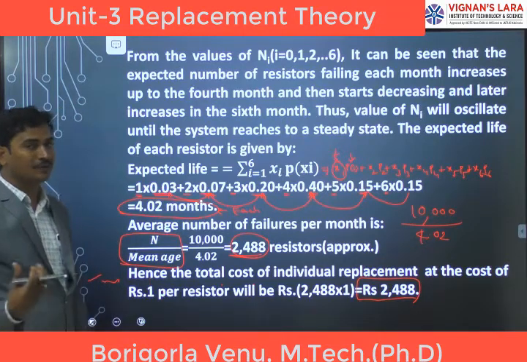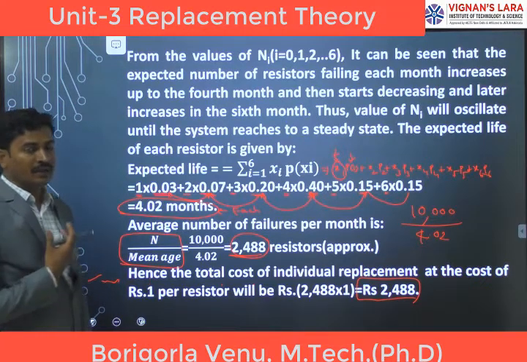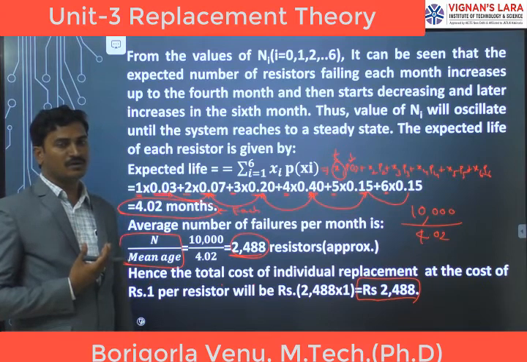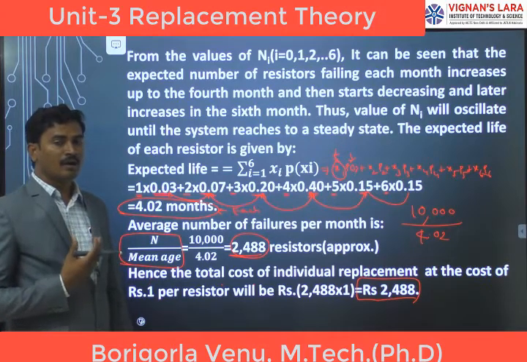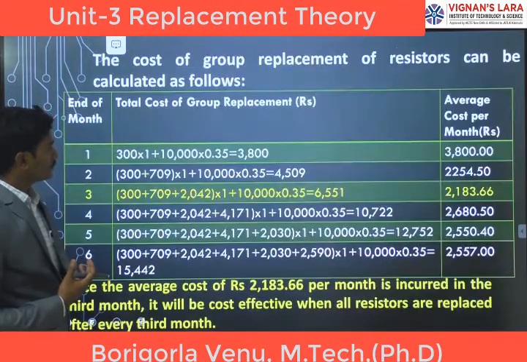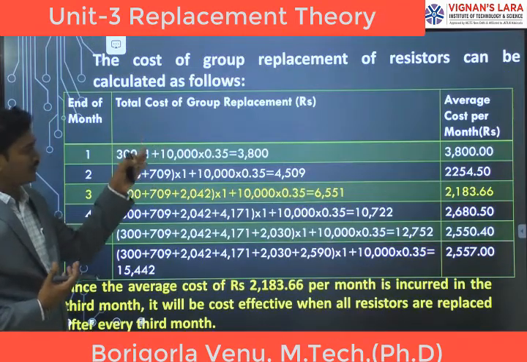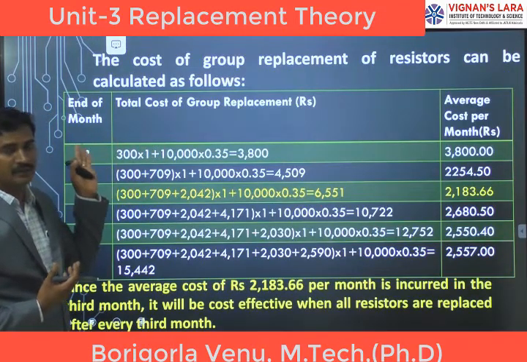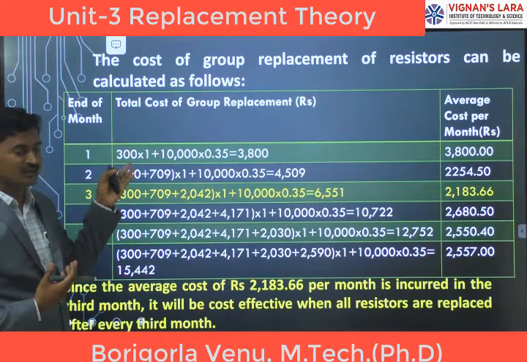Now we are going to calculate the group replacement cost. In our problem, the group replacement cost is given as 35 paisa. According to that, we are going to calculate the group replacement value. By taking the table, I am going to calculate the group replacement cost here.